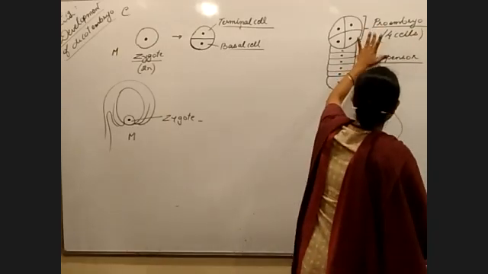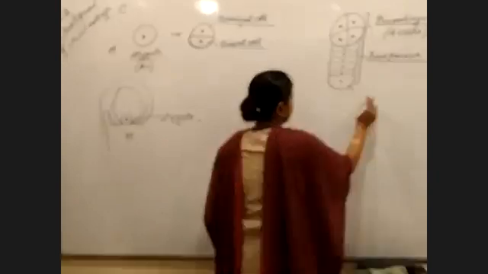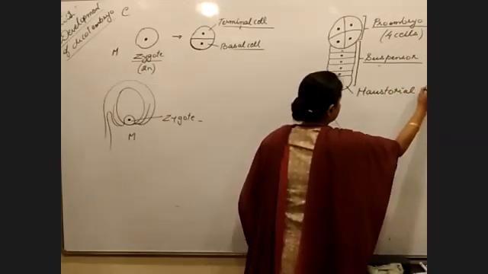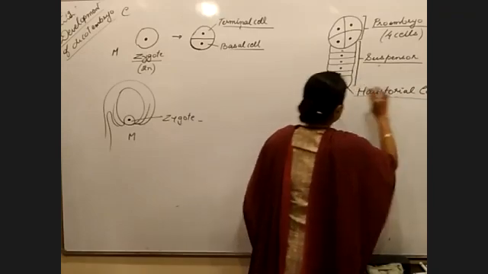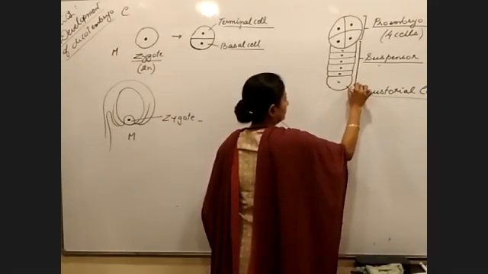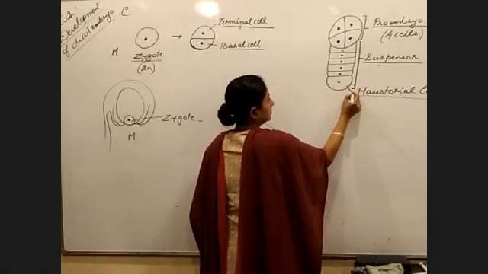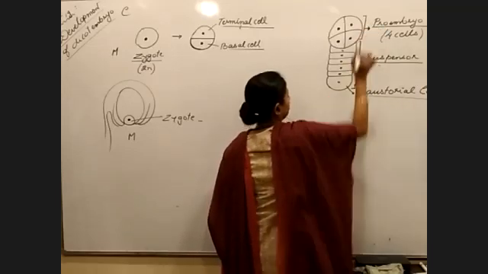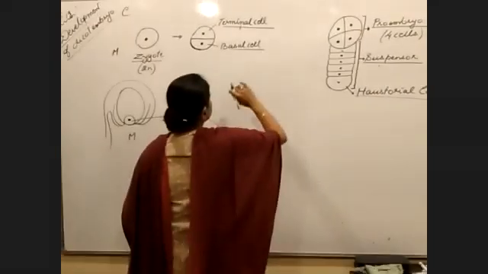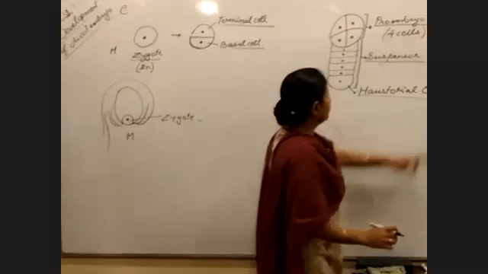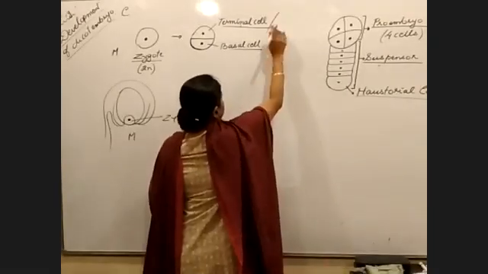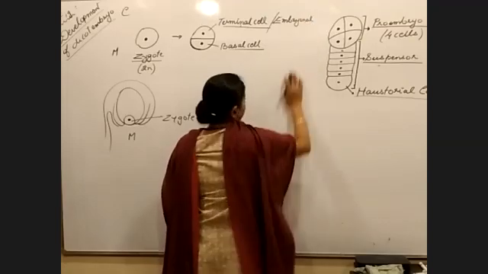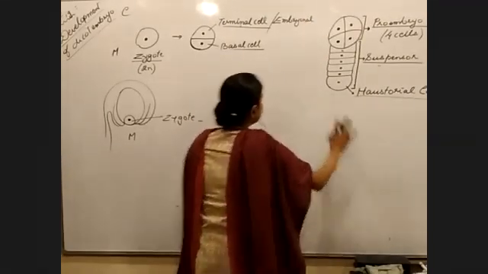Can you see this part? No, ma'am. Ma'am, it says haustorial cell. Haustorial cell. Will the suspensor number be exactly 5, or can it be more or less? No, they are around 6 to 10. So any number.